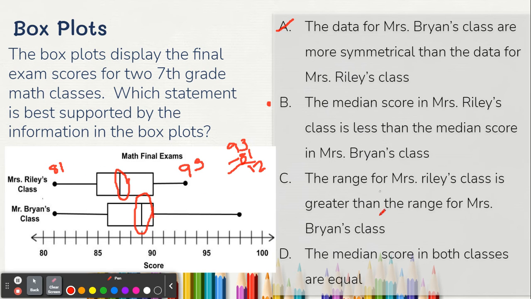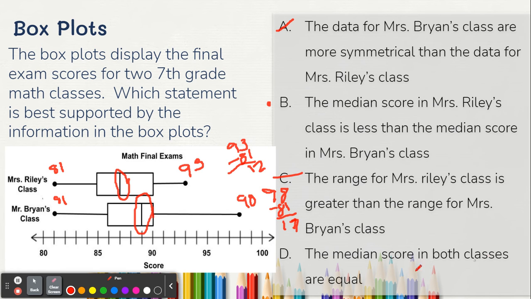That needs to be greater than Mr. Bryan's. Let's see. 96, 97, 98. So this is 98. And then this one is 81. Okay, so 98 minus 81. 8 minus 1 is 7. 9 minus 8 is 1. So 17. And that's not true because Mr. Bryan's class is 17 and Miss Riley's class is 12. Okay, so it's not that one.